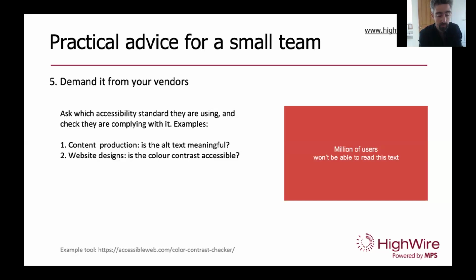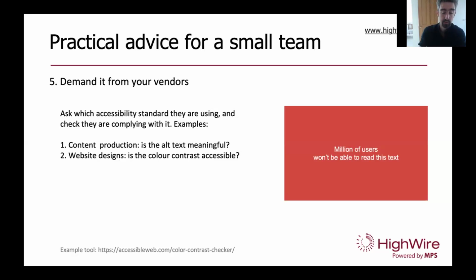It is within your contracts that they should be able to provide that as a service. So if they're creating content, that could be making sure the alt text is meaningful. If it was designing a website or exchanging designs about the website, making sure the color contrast is appropriate, which, as I think is also noted earlier, is probably our most common challenge.